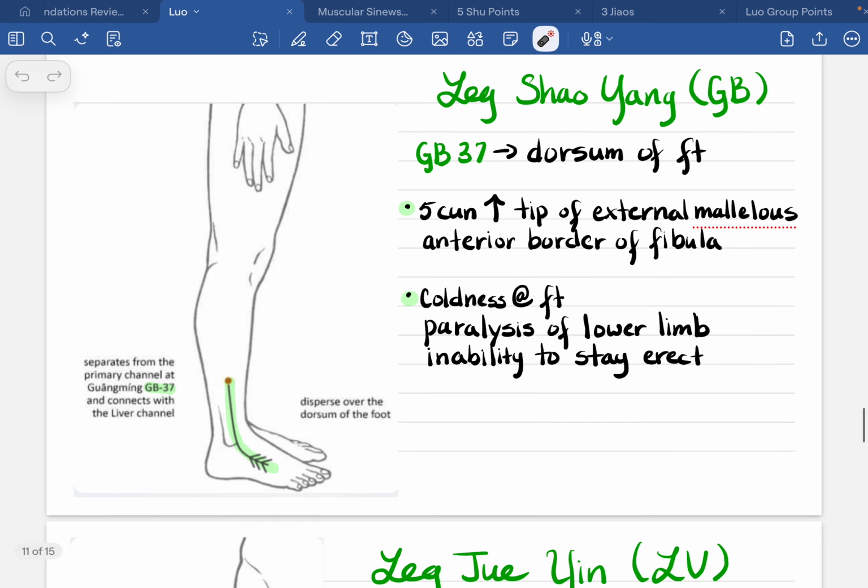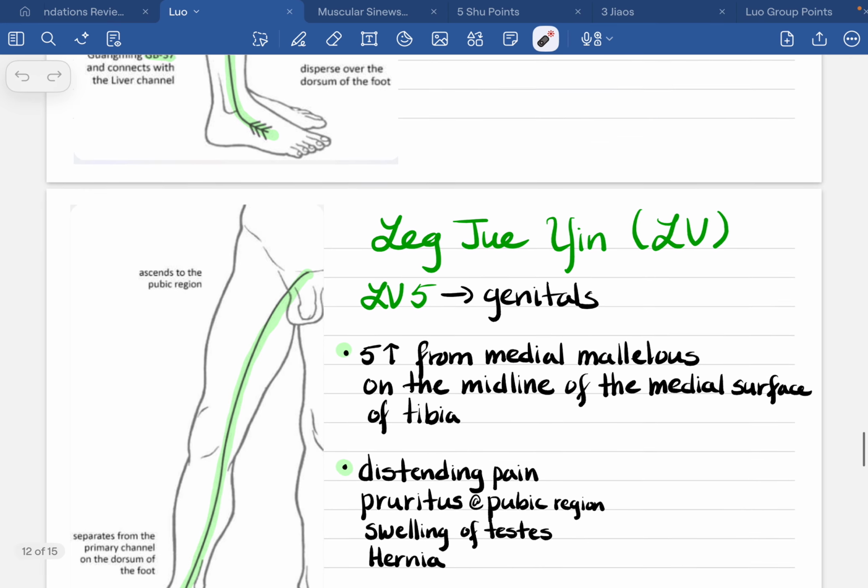You can think of GB as the element wood. So, you know, get your wood up in the morning and ability to stay erect. So you can think of it that way. Paralysis of the lower limb, I mean, it happens to be on the lower leg. And, you know, when you think of the wood element, we think of the tree trunk. So you can think of it as paralysis of the lower limb. Okay.